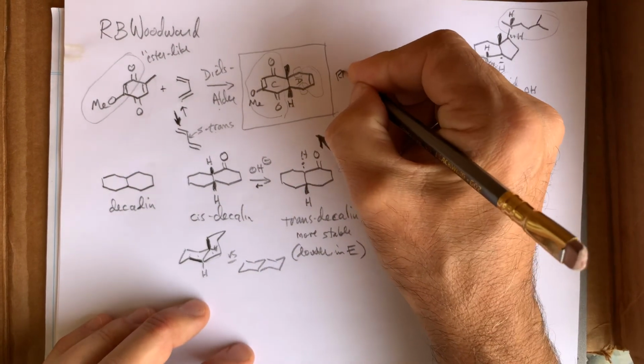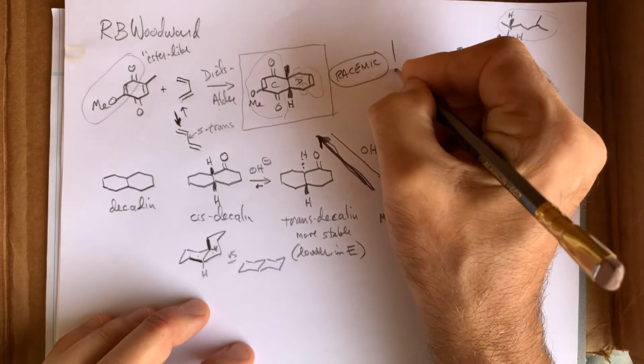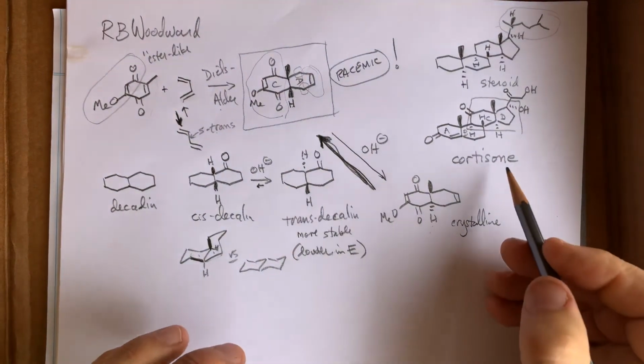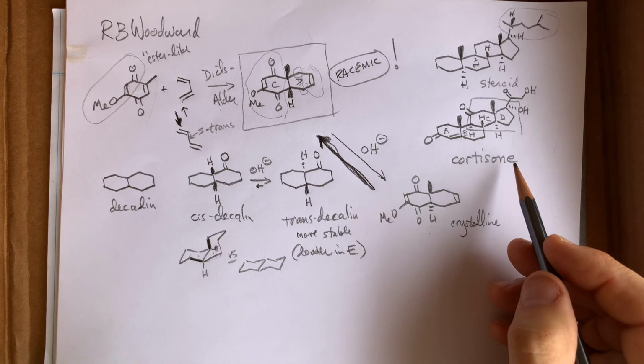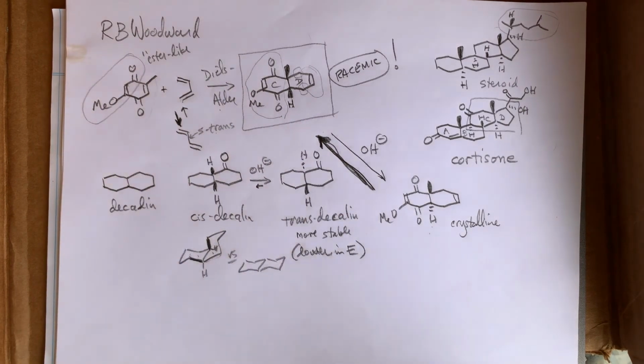Now, of course, cortisone is a natural product. It's a single enantiomer. This Diels-Alder reaction is racemic. That's just the way the total synthesis went. So anyway, I think we're over time here, and we'll get back to more chapter 18 stuff momentarily.